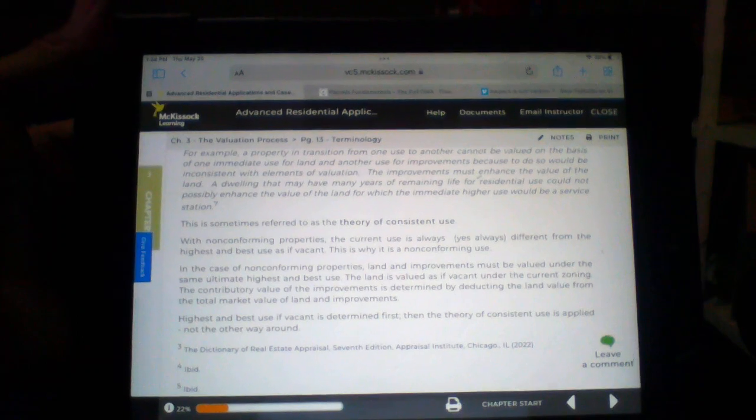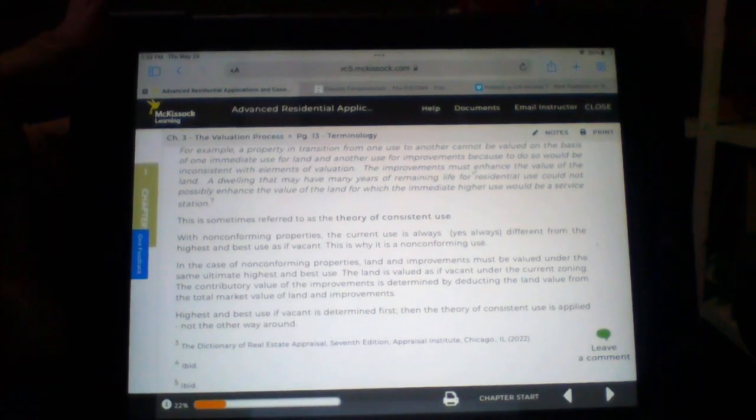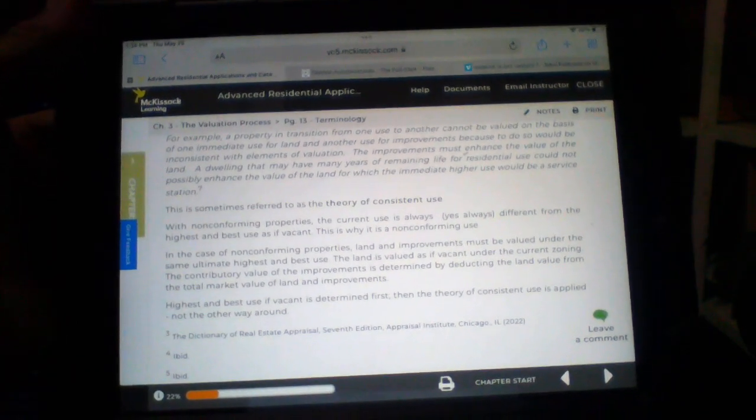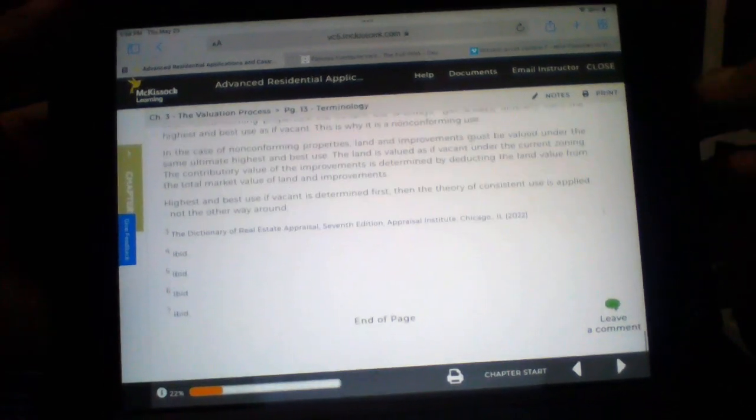Highest and best use, if vacant, is determined first. Then, the theory of consistent use is applied, not the other way around. End of page.